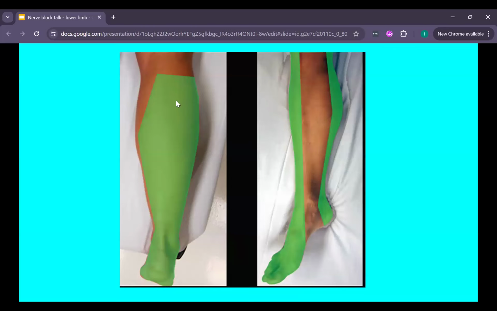So this is the image that I showed before. This area in green is the sciatic nerve distribution, and the strip that isn't green, that'll be the saphenous nerve. As you can see, it's mainly skin innervation, over the medial malleolus and that medial calf.